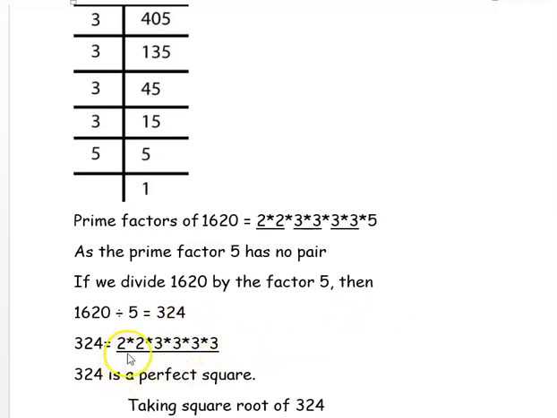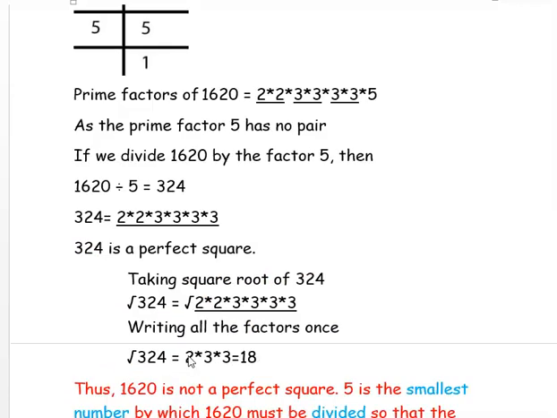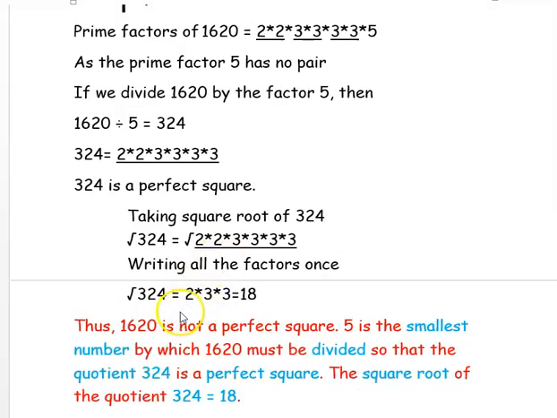Now I am writing the prime factors for 324 as 2 into 2, 3 into 3, 3 into 3. Now 324 is a perfect square number. To find the square root, we want to write all the pairs only once. So 2 into 3 into 3, which is nothing but 18. So 1620 is not a perfect square number. 5 is the smallest number by which 1620 must be divided, so that the quotient is 324, which is a perfect square number, and the square root of the quotient 324 is 18.